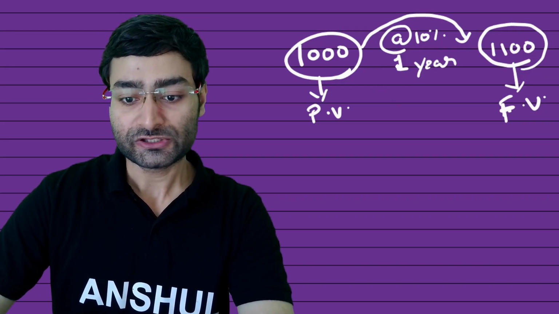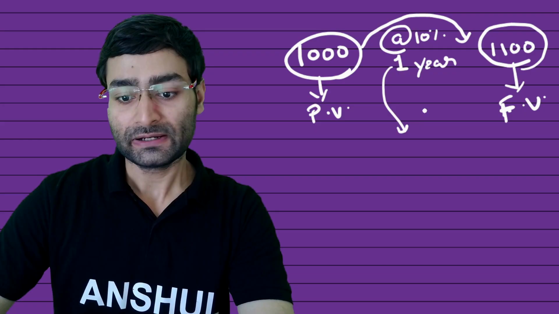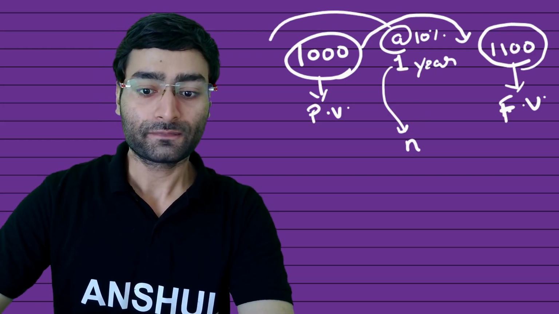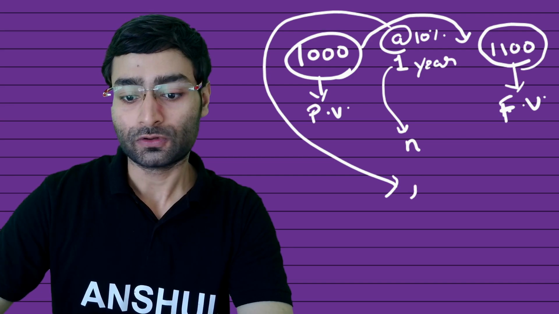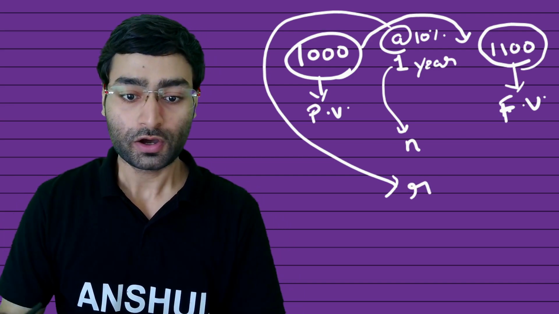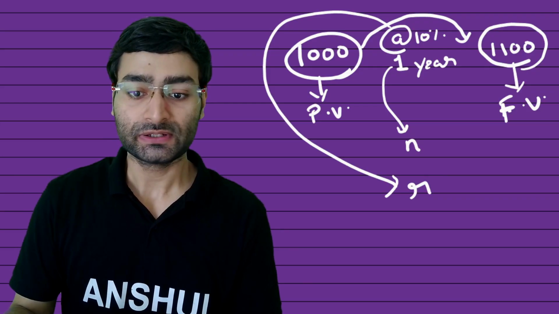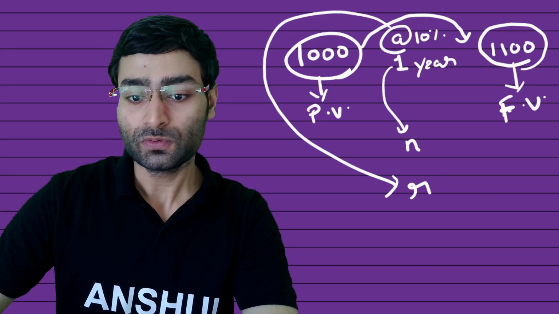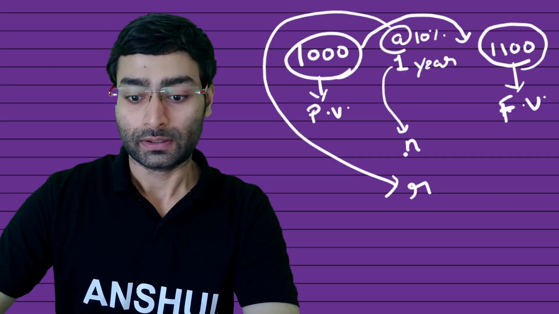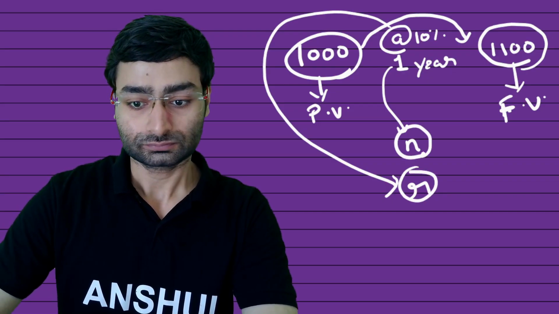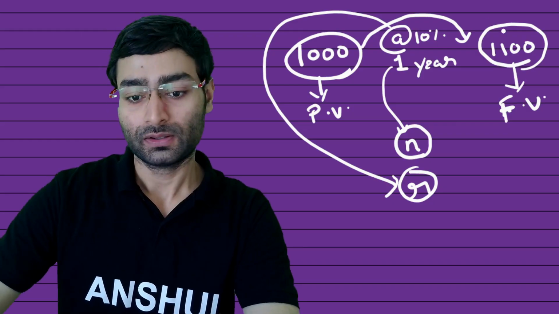The time which we are using, we will denote by n in the formula. And the rate of return that we are using, we will denote it by r in the formula. So now terminologies are clear. When we will be using the formula, you will have to remember these terminologies: present value, future value, rate of return, and number of period, that is time.